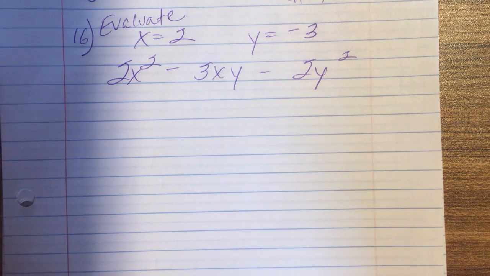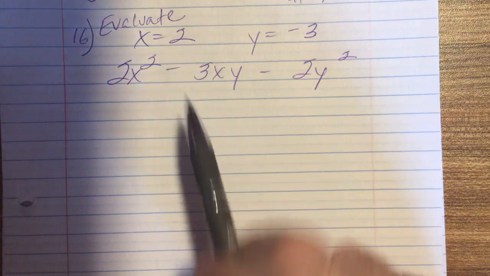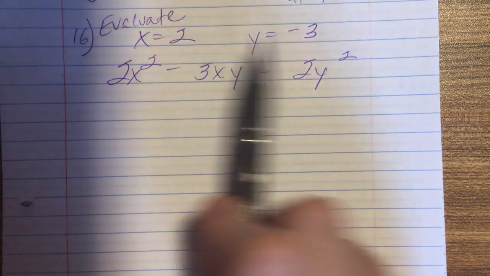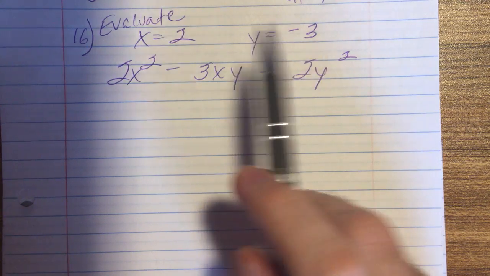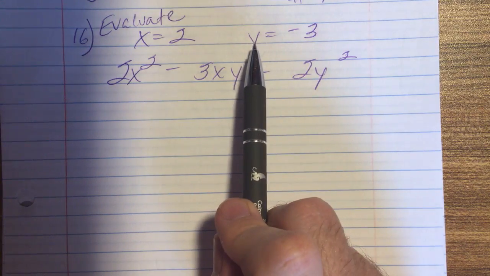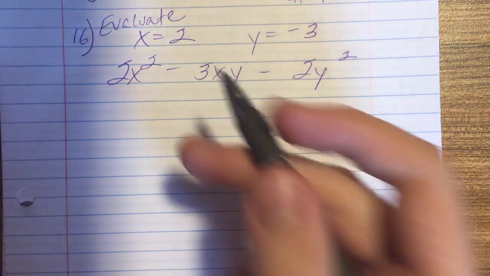Algebra 1 Mixed Review number 16. You're asked to evaluate this algebraic expression using x equals 2 and y equals -3. So wherever we see an x, we're going to plug in a 2. Wherever we see a y, we're going to plug in a -3.